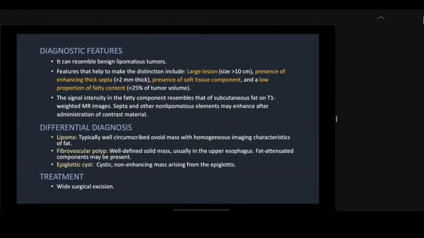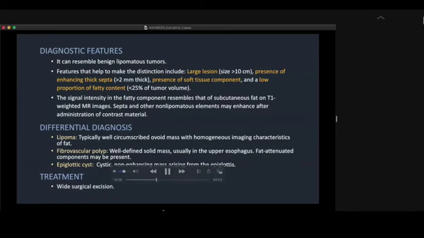Imaging features can resemble that of benign lipomas, but a few features can help us make the distinction. For example, larger size, presence of enhancing thick septations or soft tissue components, and relatively low proportion of fatty components. On MR, the signal intensity of the fat content should resemble that of subcutaneous fat, and we can see septations or non-lipomatous elements which may show post-contrast enhancement.